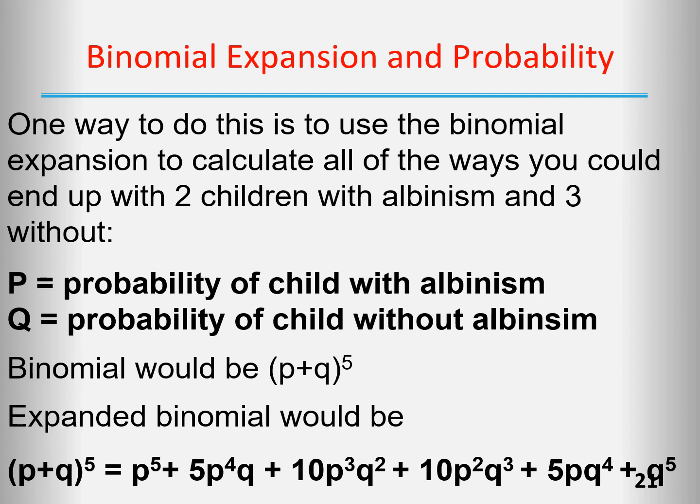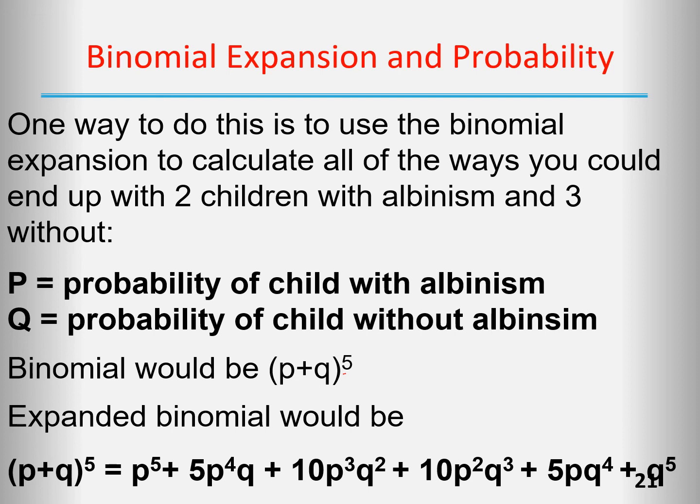You could say P represents the probability of scenario 1, in this case albinism. Q represents the probability of a child without albinism. I'm dealing with 5 children, so my binomial would be (P + Q) raised to the 5th, and then you have to expand that out to solve it. And if it's been a while since you've looked at binomial expansion, this would be your formula here on the bottom. Now, that's not super helpful to me. That may even be worse than just trying to sit down and think about what are all the different scenarios.